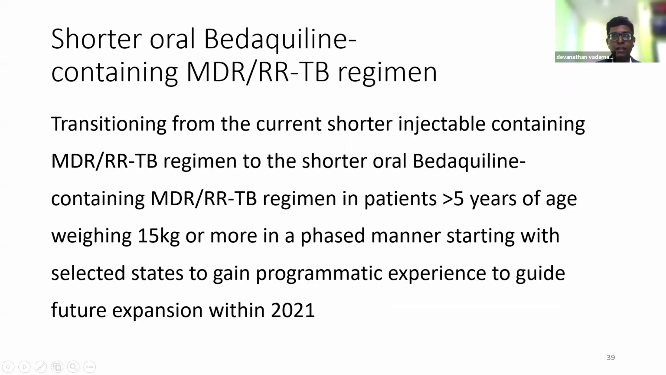Now we move on to the next regimen. If the patient is not eligible for the 6 months BPaL-M, the 4 drug containing 6 months regimen, then we move to the shorter oral bedaquiline regimen. This regimen is being given to those less than 14 years. We saw BPaL-M can only be given for more than 14 years. If the patient is less than 14 years, we can give this shorter oral bedaquiline regimen.